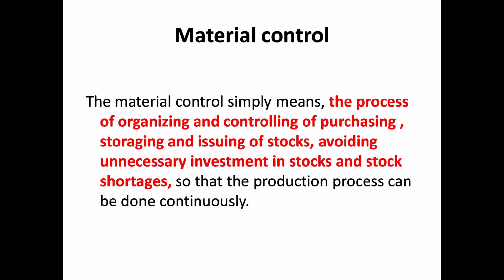Now you can see that there are three parts under this material control process. That's purchasing, storing and issuing. Buying inventories, storing those inventories and then issuing. And the objective is to avoid unnecessary investment in stocks and stock shortages.